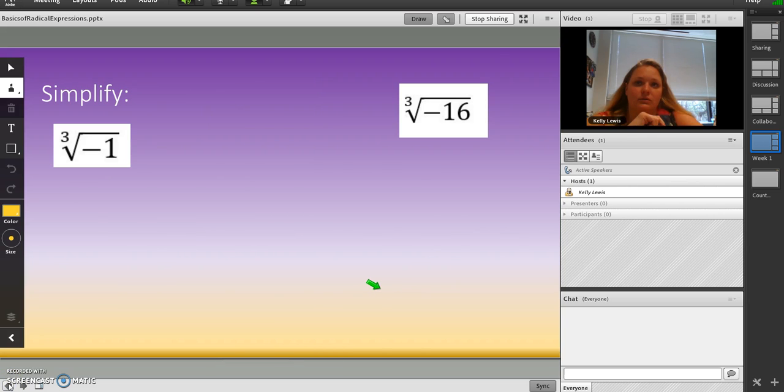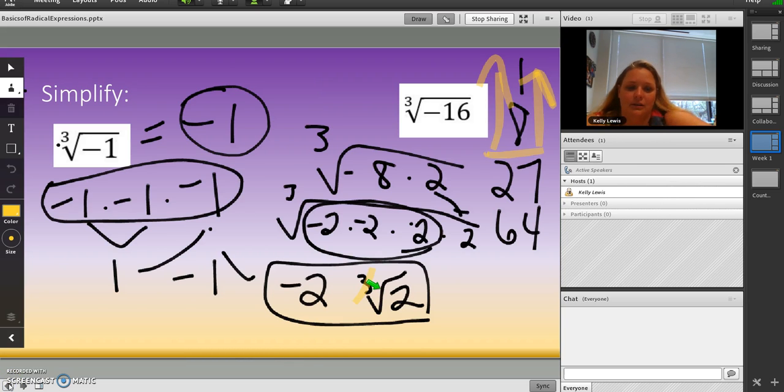Just real quick, let's do the square root of -1. When you do the square root of -1, your calculator messes up.